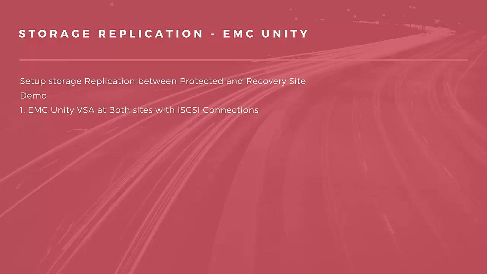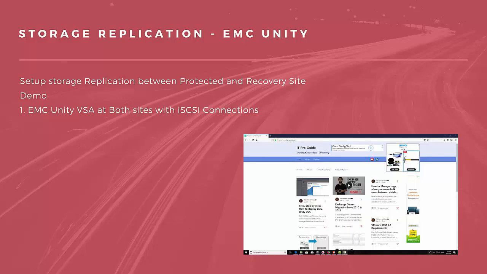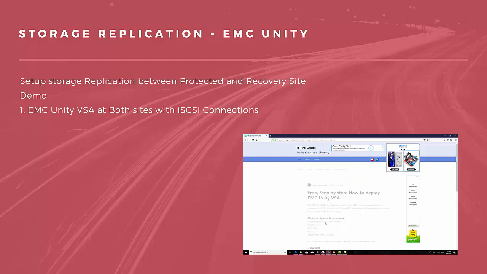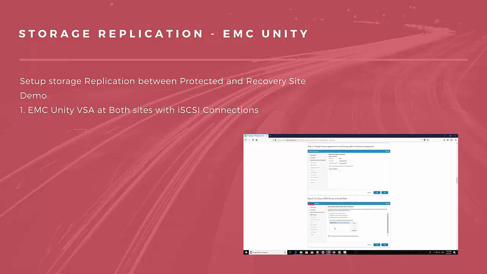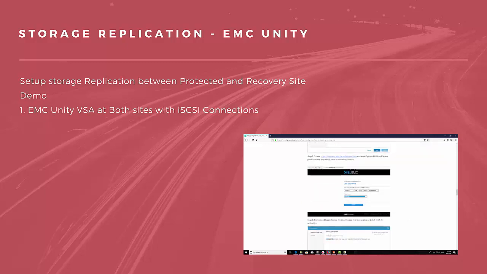Next is storage replication. I already configured EMC Unity VSA at both sites. If you need any assistance to install EMC Unity VSA, you can browse itprogate.com where you can find more articles. The scope of this demo includes only EMC replication configuration. So let's see how to do this.